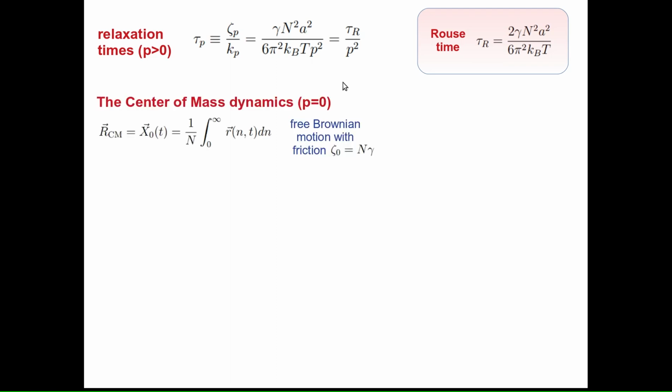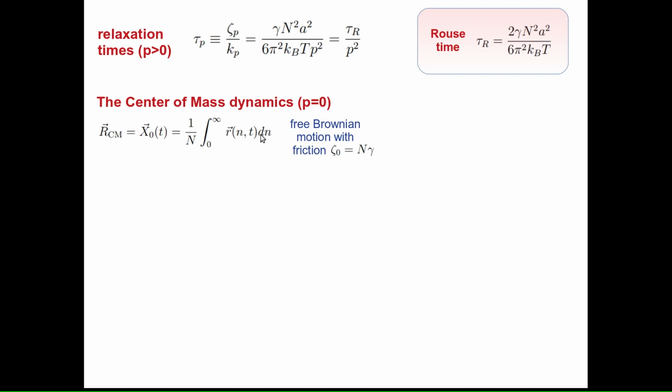Let's start with p equal to 0. I said it's the simplest case. Once again I apologize: there should be a capital N here instead of infinity, so the integral goes up to capital N. What is the definition of x naught, the mode with p equal to 0? We recognize this is just the definition of a center of mass: I'm integrating over all positions divided by the number of monomers.